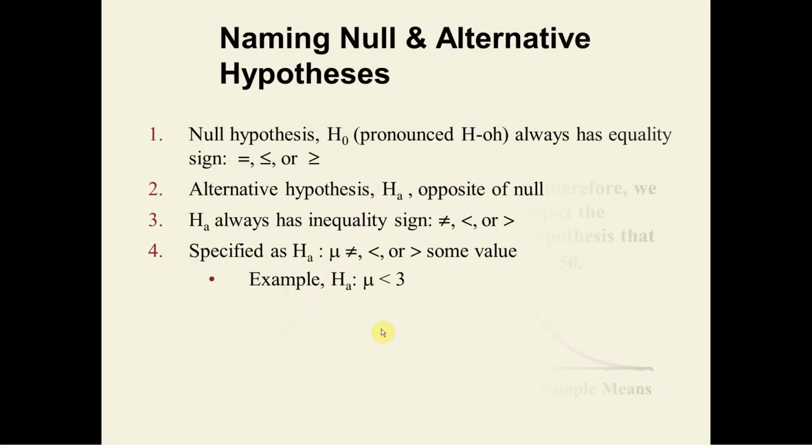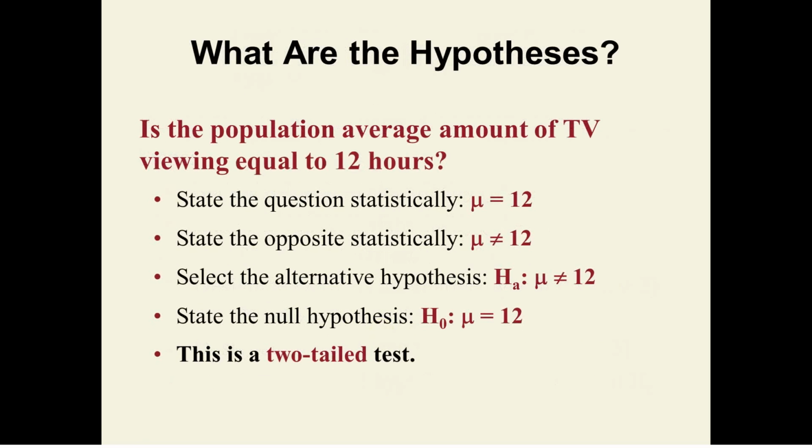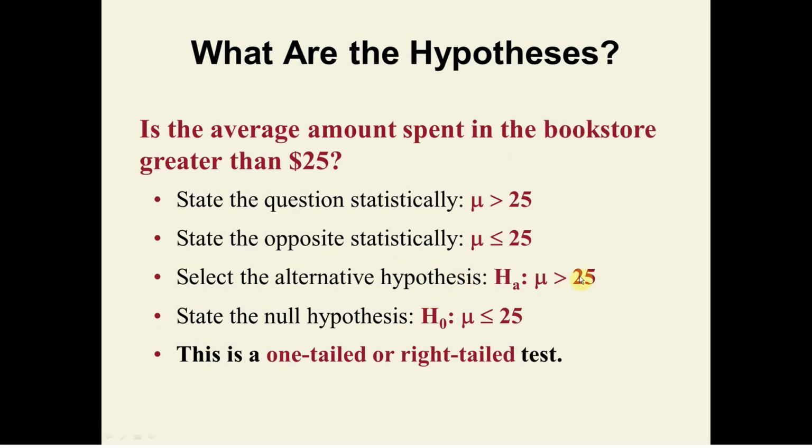So the easiest way to remember which is right, left, whatever, is to look at the alternative. And the way I remember it is that if the alternative has the less than sign, that begins with the letter L, right? Less means lower, or a lower-tailed test. Less also means left, or a left-tailed test. So less means left, or lower tail test. Otherwise, it's right, or upper tail test.